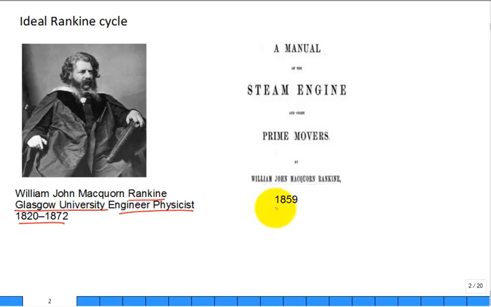He produced in 1859 a manual, he calls it. It would be a book on steam engines and prime movers: moving things, lifting things, turning things. That's the purpose of a steam engine. And so he's honored with his name attached to this cycle, this steam cycle, this power cycle.